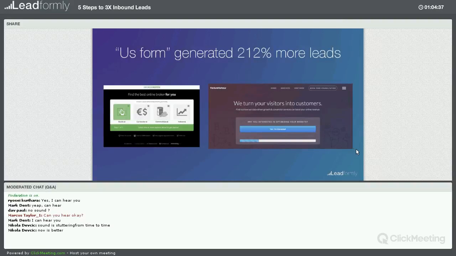We've tested this even for Venture Harbor's consulting. Originally we had a basic generic web form that just asked people to enter their name, email address, and some information about their project. We have recently tested replacing this with something that is more focused on them. So we're asking, are you interested in optimizing your website? Yes, I'm interested.